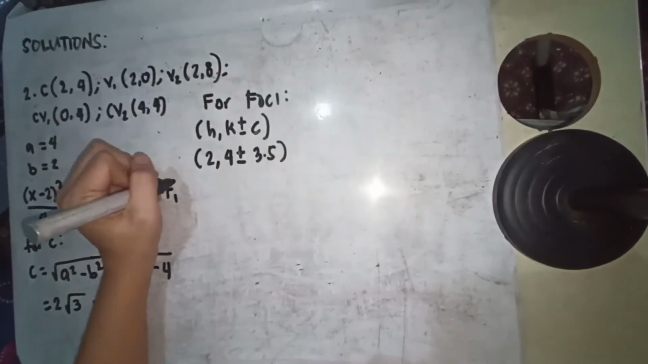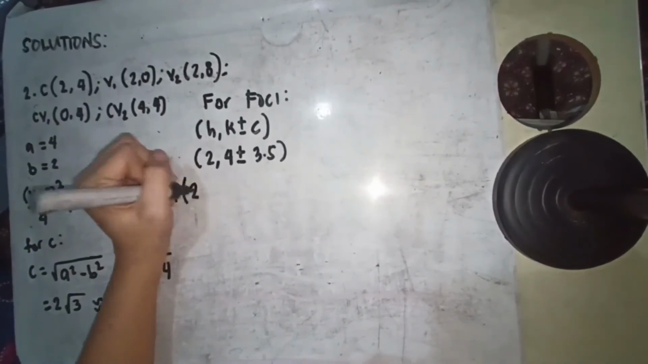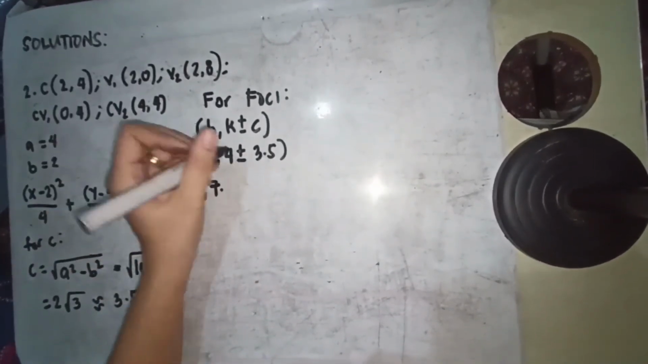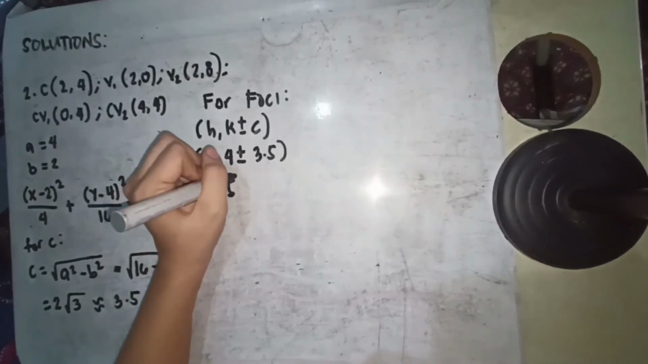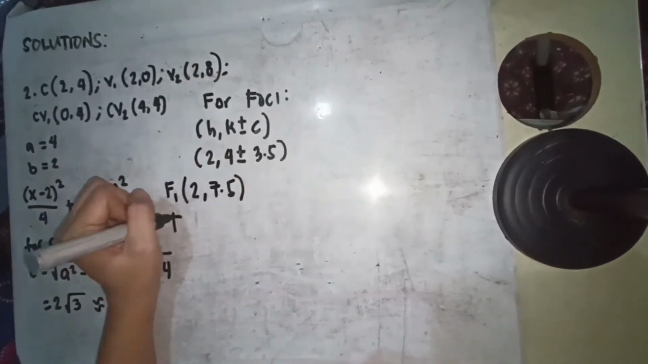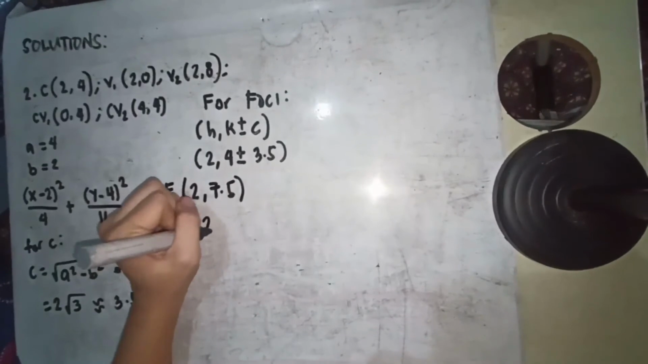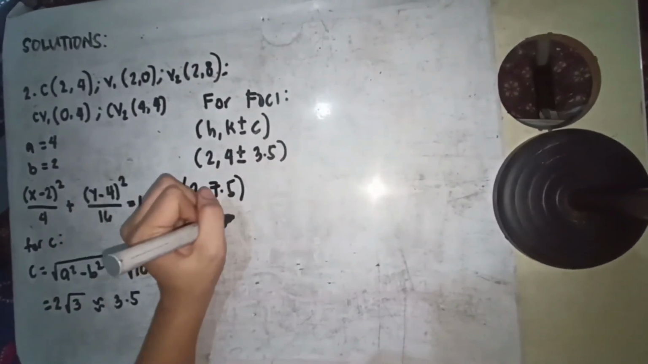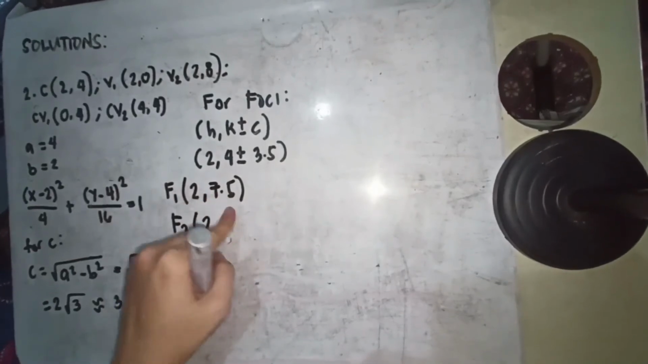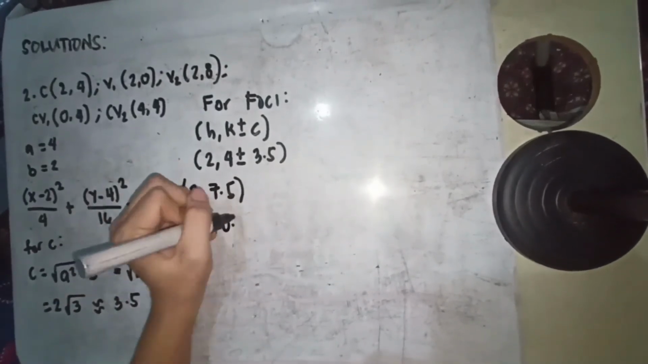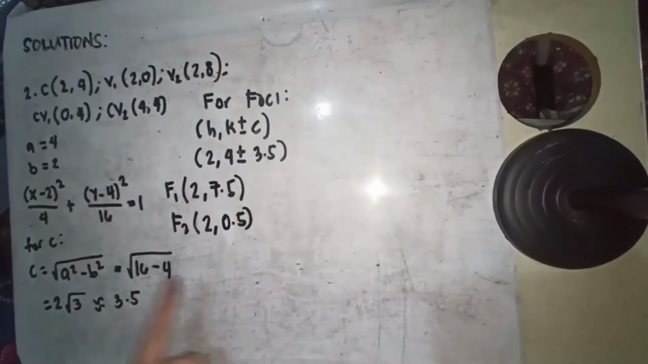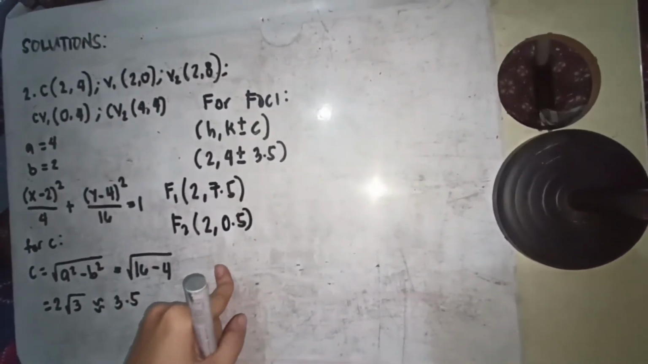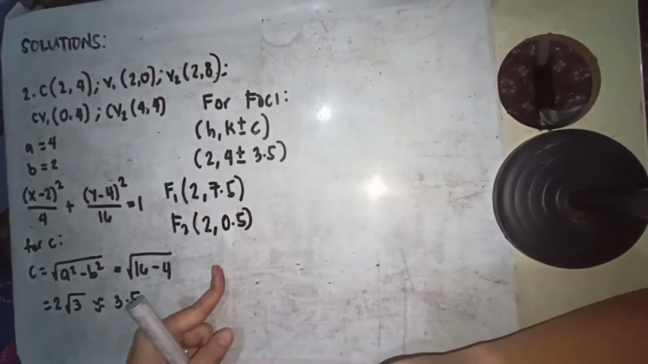Or we have F sub 1, that is 2 and 4 plus 3.5, that is 7.5. And our F sub 2, we have 2 and 4 minus 3.5, that is positive 0.5. Okay, nakuha na ang foci. Next will be our endpoints of latera recta.